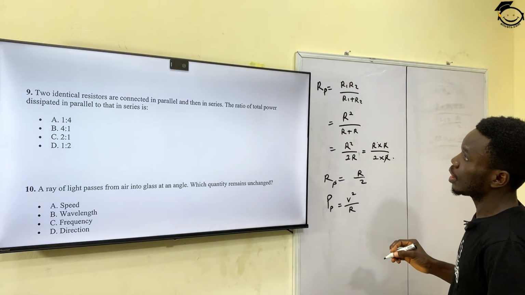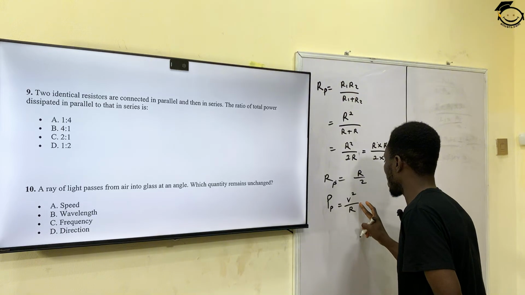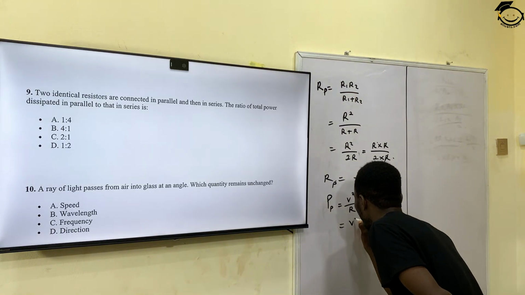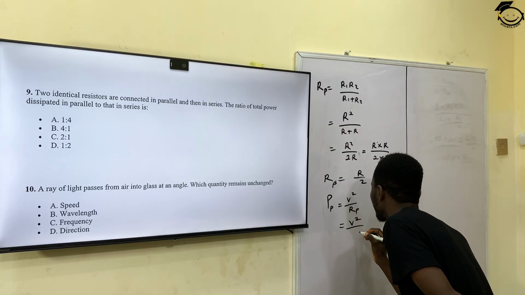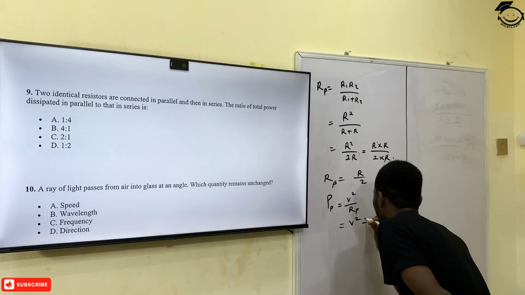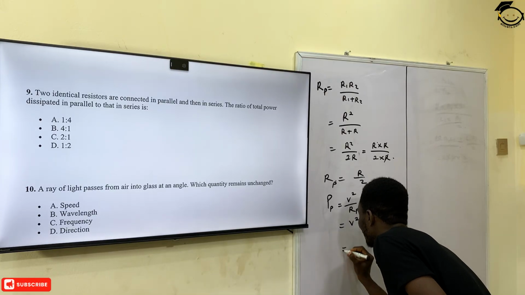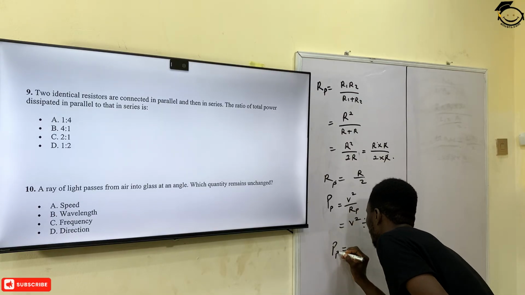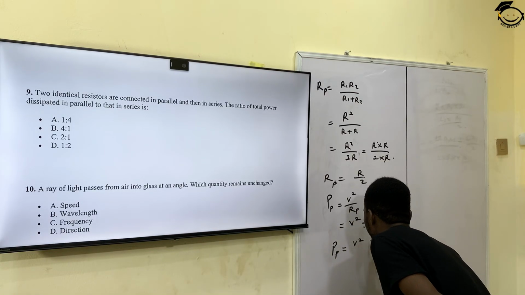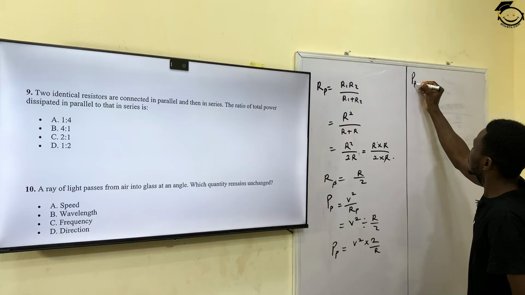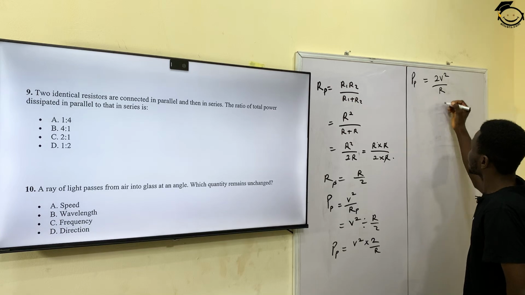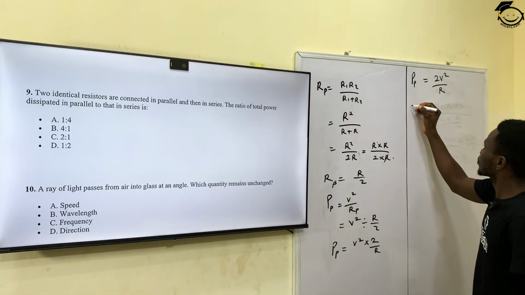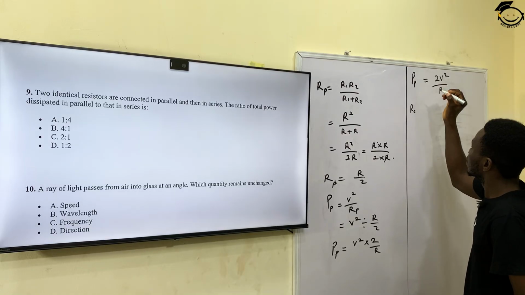Since they did not tell us the amount of voltage, the voltage here is still going to remain as V. So I have V squared over R, where my R here has become RP, which is R over 2. This means my PP is going to give me V squared times 2 over R, which is to say that my PP, the power in parallel, is 2V squared over R.